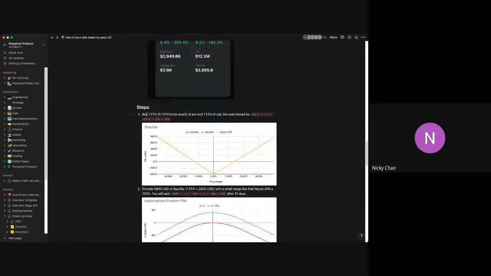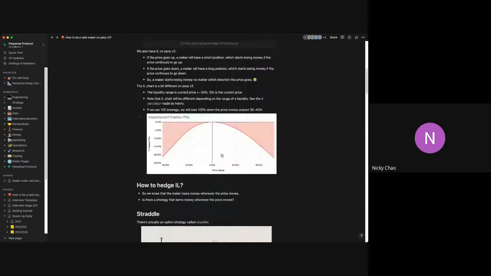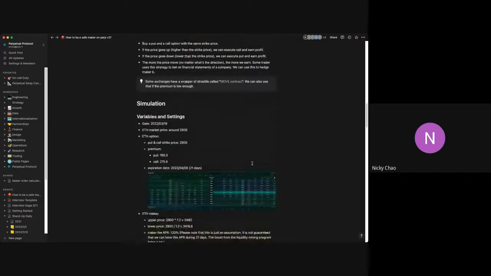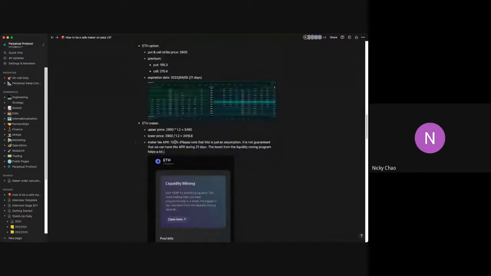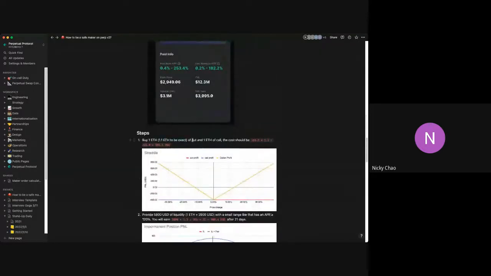Okay, so let's see the chart here. If I buy 1 ETH, actually we need to buy 1.1 ETH, because the chart here is not exactly symmetrical. It's kind of symmetrical, but not exactly. When the price goes down to your lower price, you actually have a little more long position than 1 ETH, because your average price will be lower. So to hedge it completely, we need to buy 1.1 ETH of put option and 1 ETH of call option, which means the cost would be around $400.